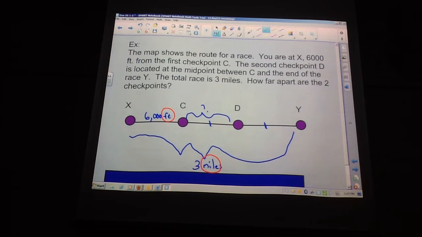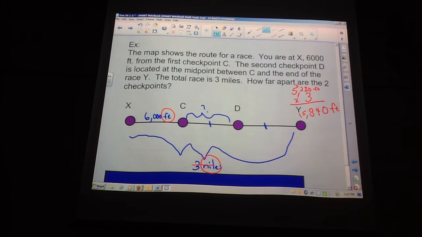So if I have 3 miles, to convert that, there's 5,280 foot in a mile. So if I multiply that by 3, now I have the number of feet in 3 miles. So I'm going to cross that out. I'm going to relabel it 15,840 feet.